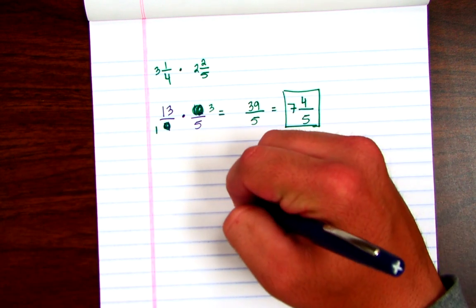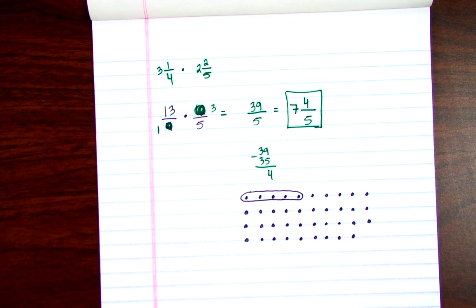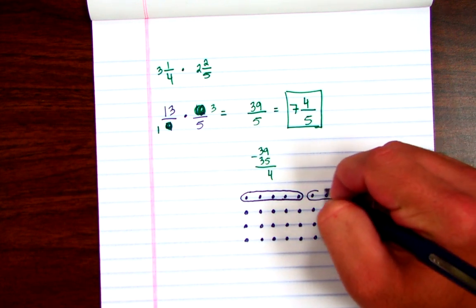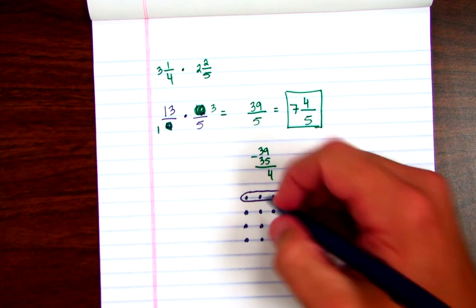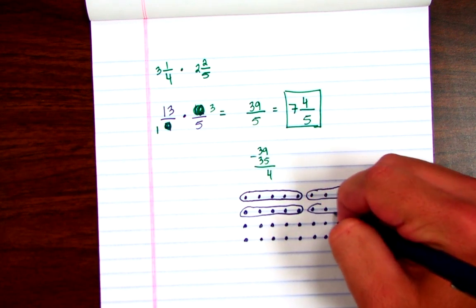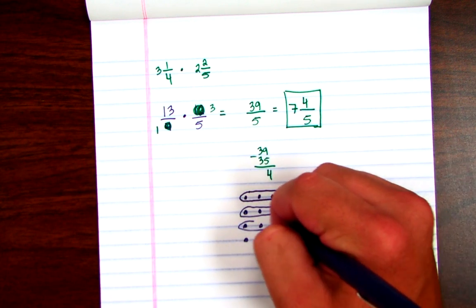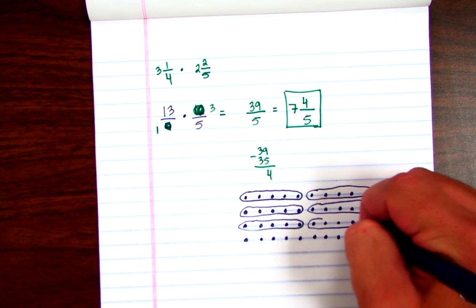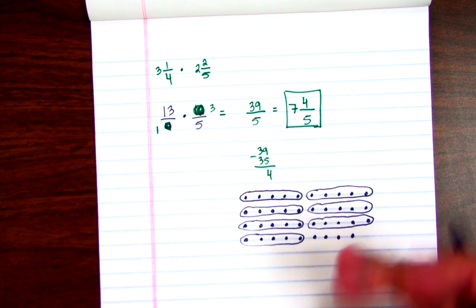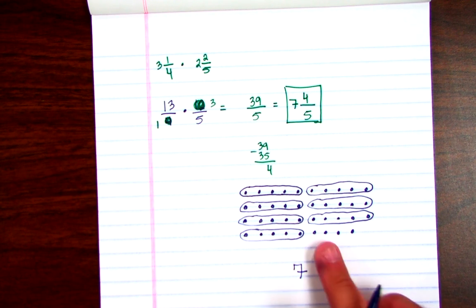1, 2, 3, 4, 5. There's one group of 5. 2 groups of 5. 3 groups of 5. 4 groups of 5. 5 groups of 5. 6 groups of 5, 7 groups of 5. So I have 7 whole groups. How many dots are still remaining? Well, there's 4 of them.